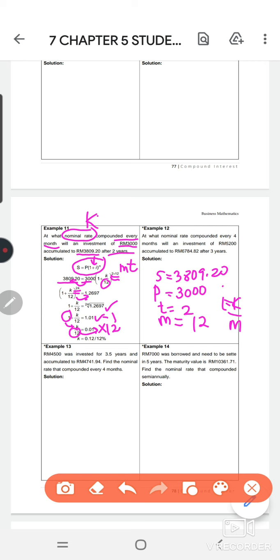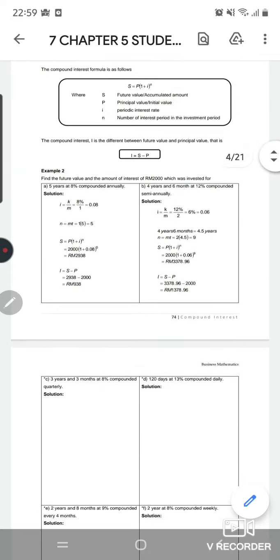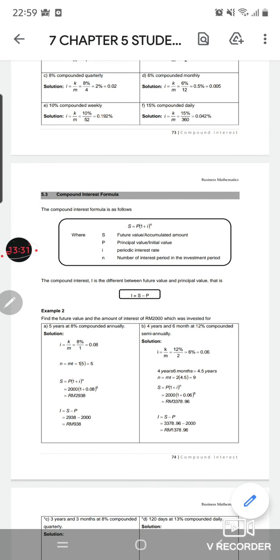Yang tu bila kita nak tukar pada percentage. Okay, so now you can try to solve example 12, example 13 and example 14. Okay, so this one semua yang saya ajar ni adalah untuk compound interest formula.